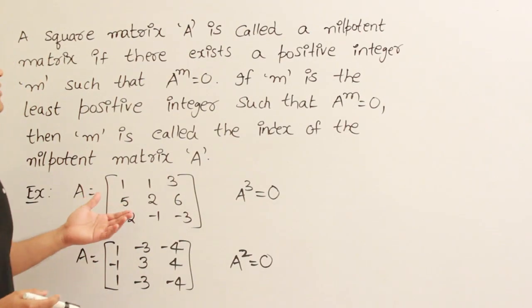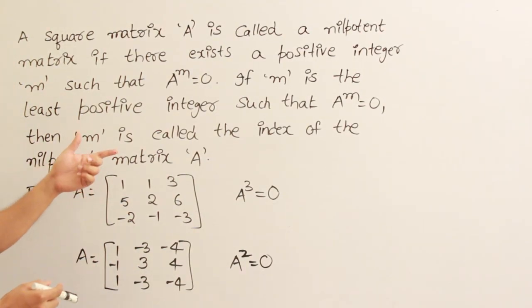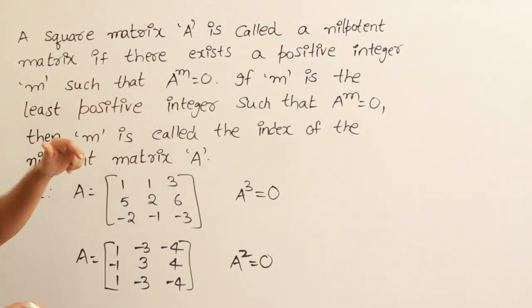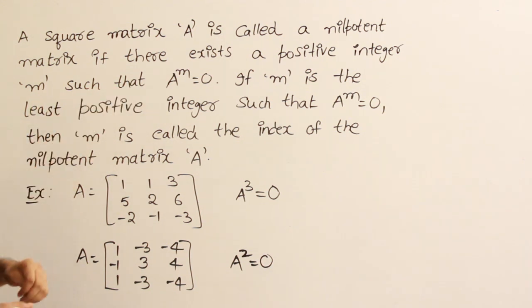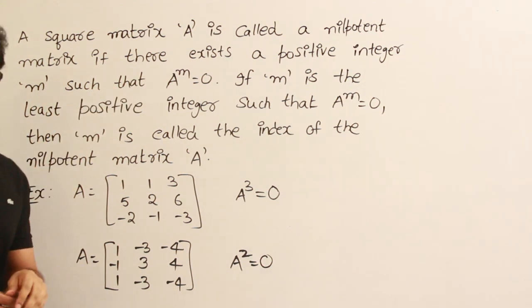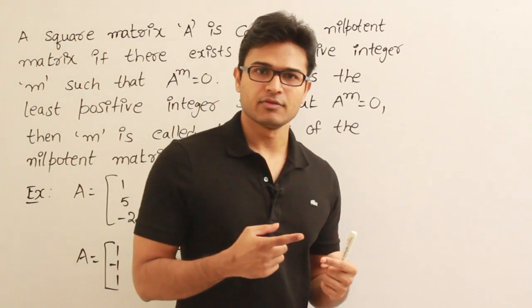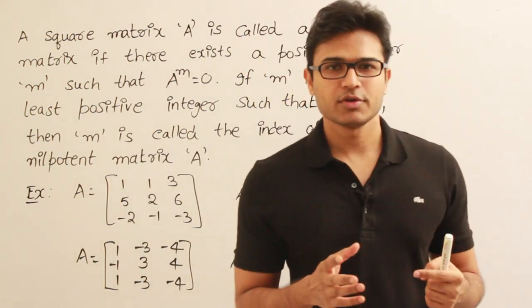So this is the definition of a nil matrix. A square matrix capital A is called a nil matrix if there exists a positive integer m such that A power m equals 0. So what it means is, if you take any square matrix and keep on multiplying the matrix with itself, at some point you are supposed to get null.